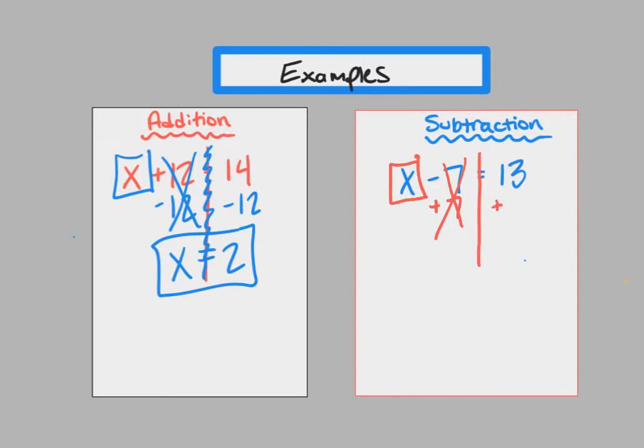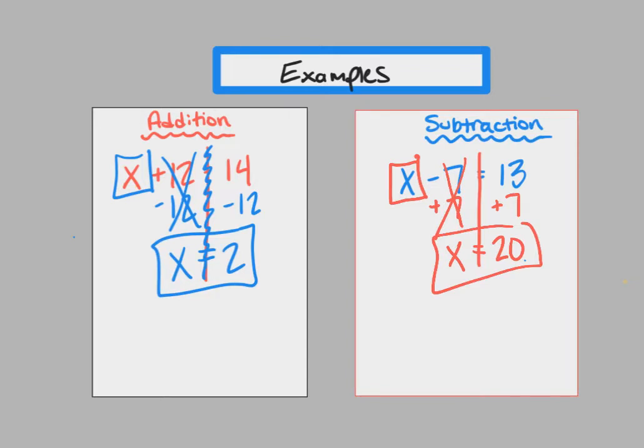So I'm going to add 7 over here. X is left by itself because we canceled our 7's out. And then I'm going to take 13 plus 7, and I'm going to get 20. So x equals 20.